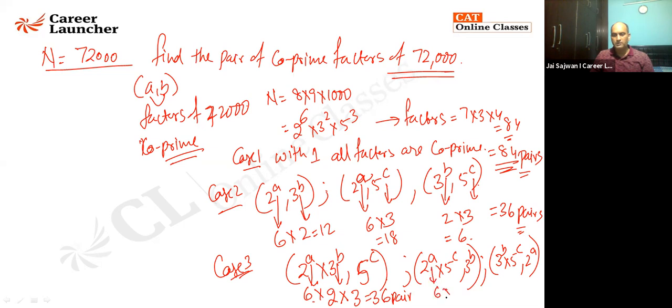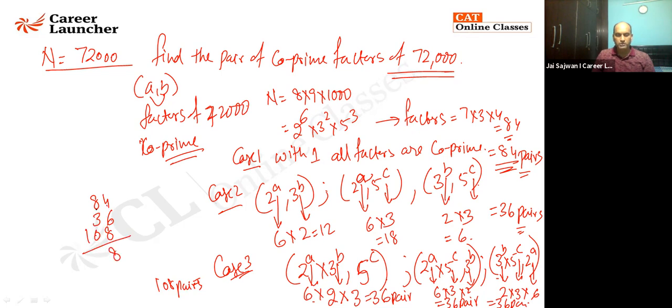Similarly, here also it is 6 into 3 into 2. That also comes out to be 36 pairs. Here also it is coming out to be 2 into 3 into 6. That comes out to be 36 pairs. So what do I get here is 108 pairs. So what will be your answer? Case 1, 84. Case 2, it is coming out to be 36. Case 3, it is 108. 6 plus 4 is 10, 8, 1. This is 9 plus 1, 228 pairs are coming.